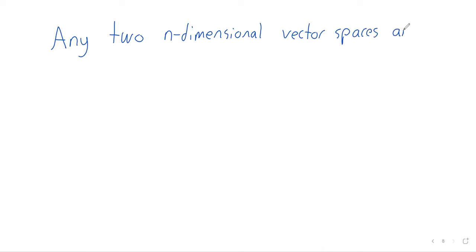Any two n-dimensional vector spaces are isomorphic. And the proof here, as long as we're willing to be a little fuzzy, is really straightforward.